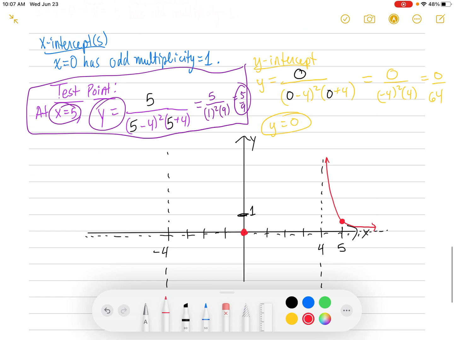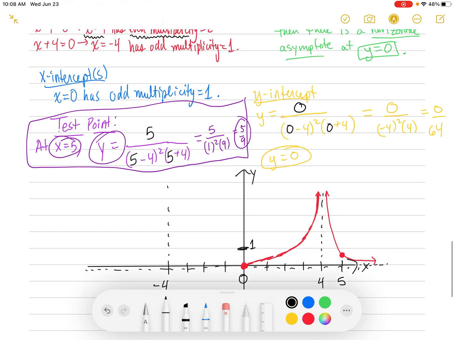So that means on the other side of our vertical asymptote, the graph's going to be going in the same direction, right? Even multiplicity means same direction. So when we go to the left side of the vertical asymptote 4, our graph is also going up, same. So our graph goes up, and then as it goes left, it has to connect to this x-intercept. We're required to.